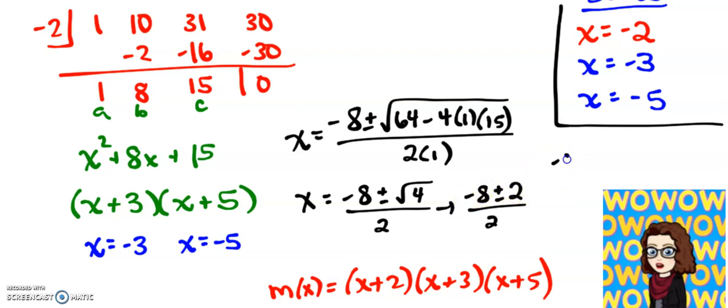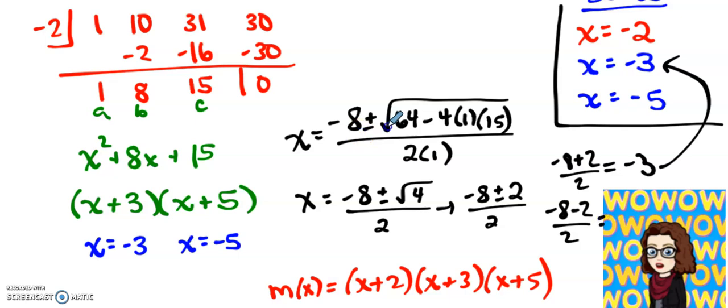-8 plus 2 over 2 is going to be equal to -3. And -8 minus 2 over 2 is going to be equal to -5. Wow, exactly.